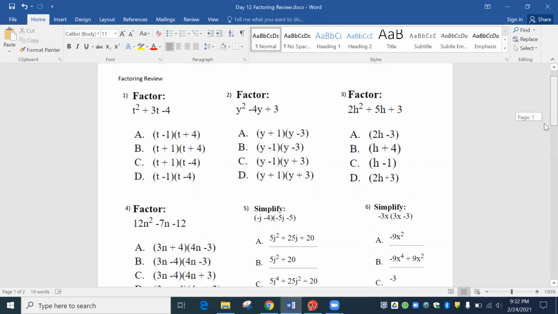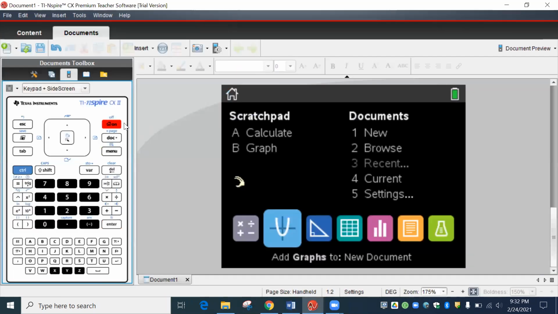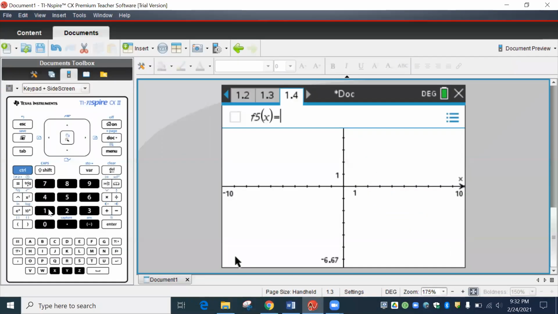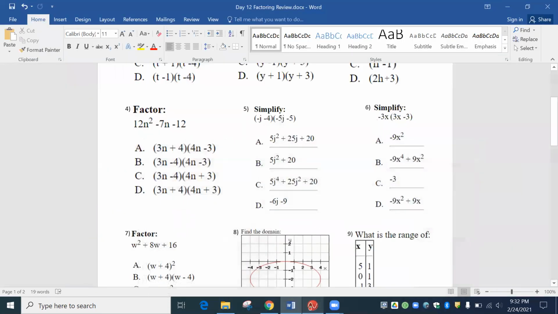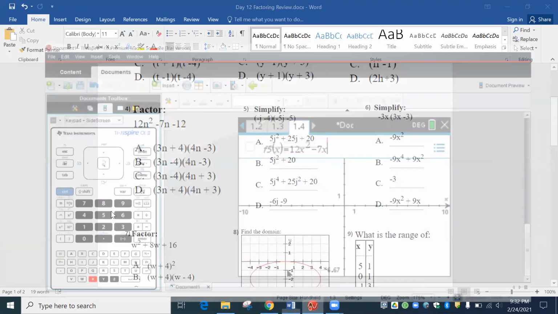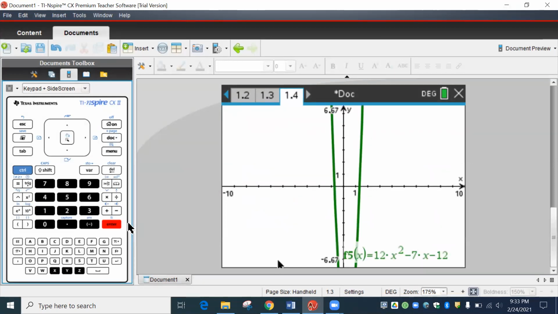Number 4. All right, so once again, no equal sign, so we're going to go type this in. So go start a new one. It was 12x squared minus 7x and minus 12. All right, so this kind of stinks because this doesn't cross exactly on a number.